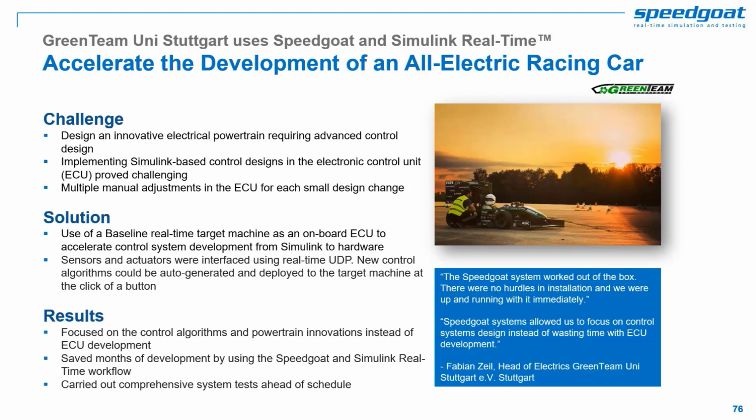Let's mention this user story from Green Team Uni Stuttgart. They used Speedgoat and Simulink Real-Time to accelerate the development of their fully electric racing car. They used a baseline real-time target machine as an onboard ECU to accelerate control system development from Simulink to hardware. Sensors and actuators were interfaced using real-time UDP. New control algorithms could be auto-generated and deployed to the target machine at the click of a button. This enabled the team to stay focused on the control algorithms and powertrain innovations instead of ECU development, which saved months of development.